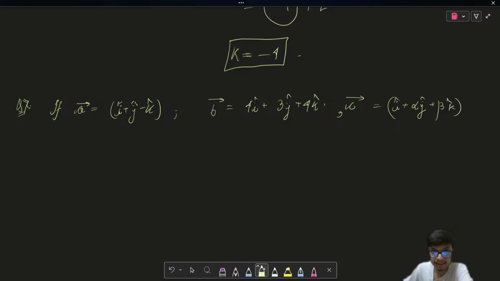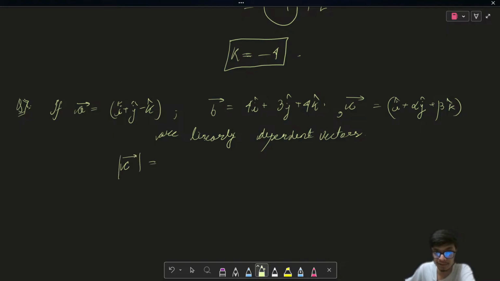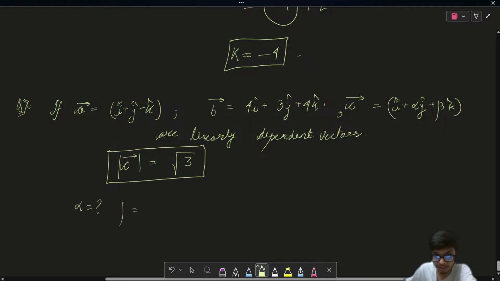Now it is said that these three vectors are linearly dependent. Oh, sorry, I said independent. These three vectors are linearly dependent vectors, that is what is mentioned in the problem, such that the magnitude of the c vector is square root of 3. So this problem is asking you to find the value of alpha and beta.